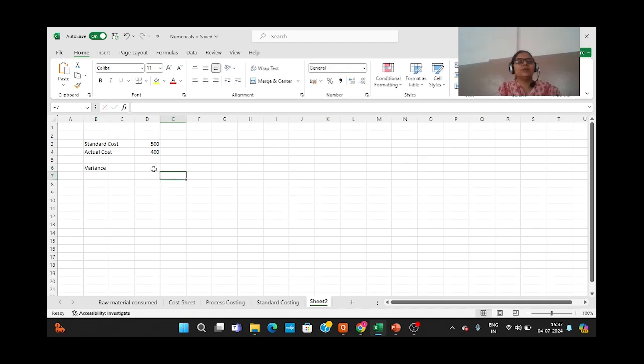So I think you must have understood what standard cost actually is and what the steps involved in it are. Standard cost was 500, actual cost incurred was 400 rupees, and the variance arrived at after deducting actual cost from the standard cost is 100 rupees. So this is the variance which has arisen.